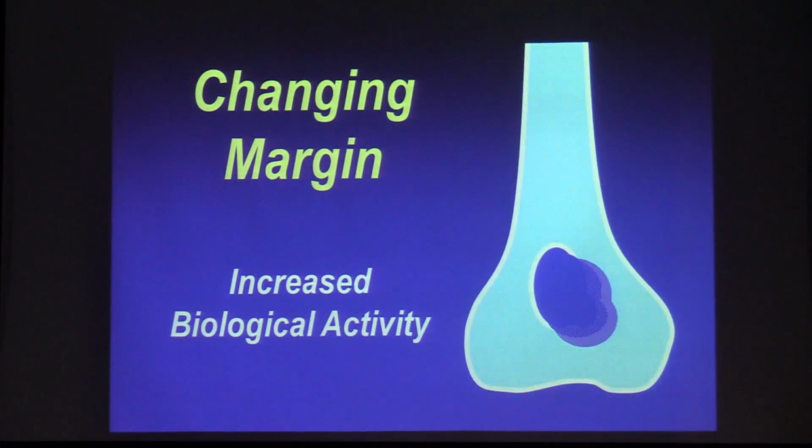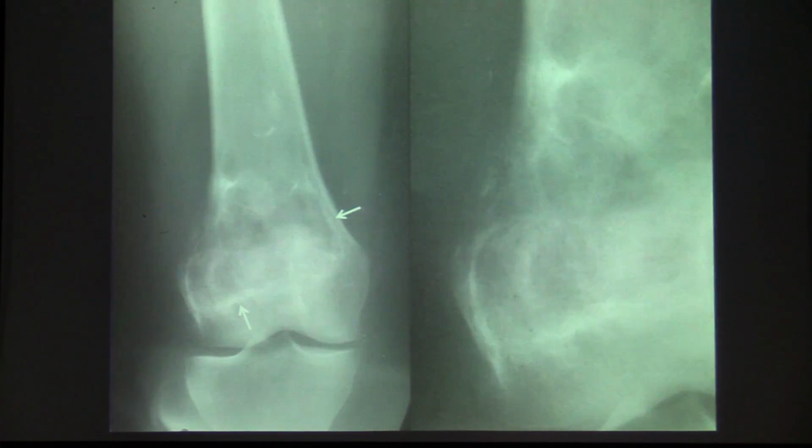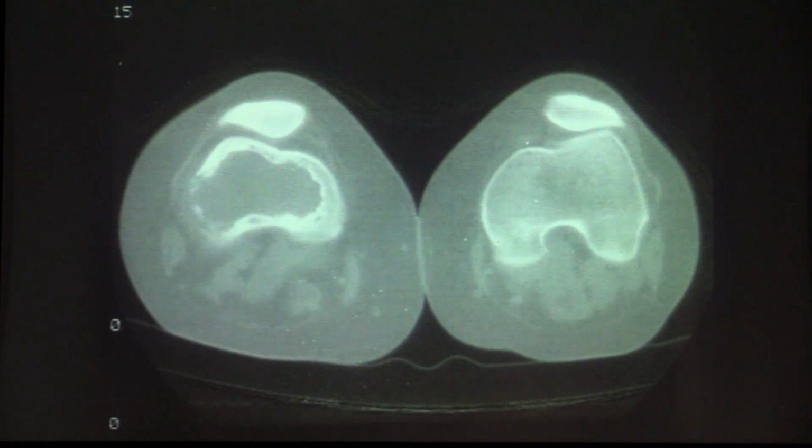Now, special attention is deserved for the changing margin, which was very nicely introduced by Madewell. And it represents a change in biological behavior. If I showed you this case and showed you that sclerotic margin, you'd say, yeah, that looks pretty indolent, benign. But when you look at that lateral cortex, that looks just downright ugly. And CT beautifully shows this with this area of sclerosis and, of course, this destructive lesion laterally in this benign lesion that has undergone malignant transformation.